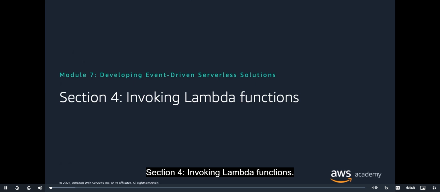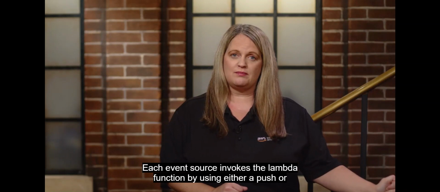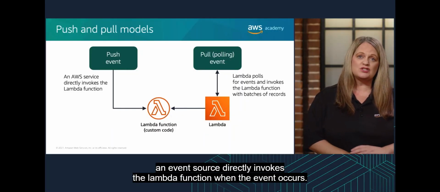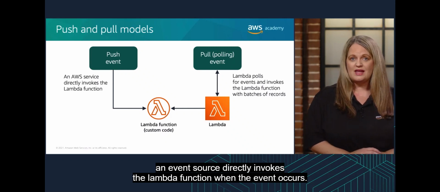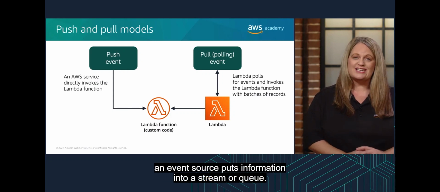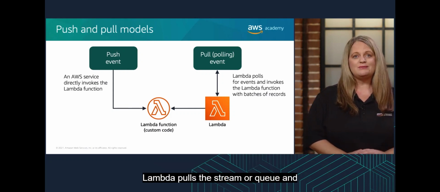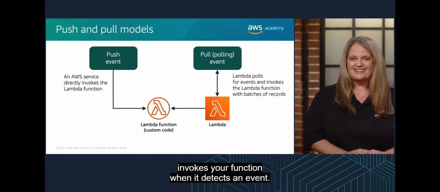4. Invoking Lambda functions. Each event source invokes a Lambda function by using either a push or a pull model. In the push model, an event source directly invokes the Lambda function when the event occurs. In the pull or polling model, an event source puts information into a stream or queue. Lambda pulls the stream or queue and invokes your function when it detects an event.